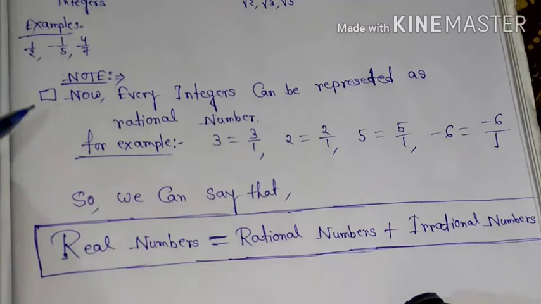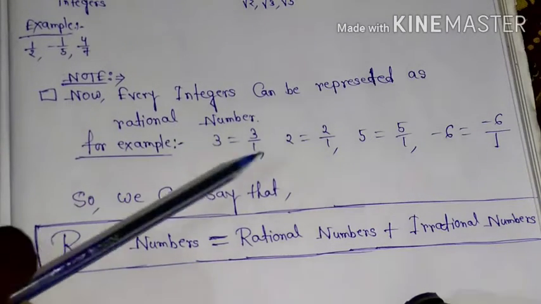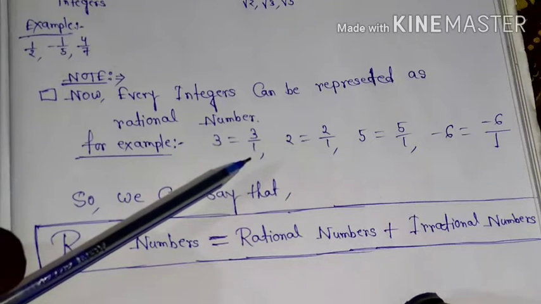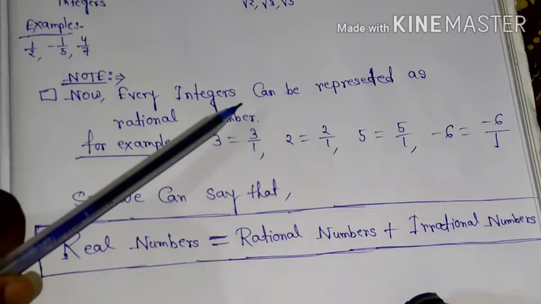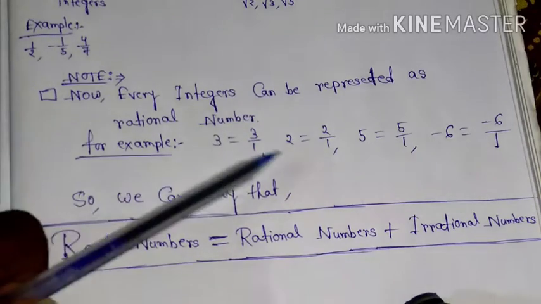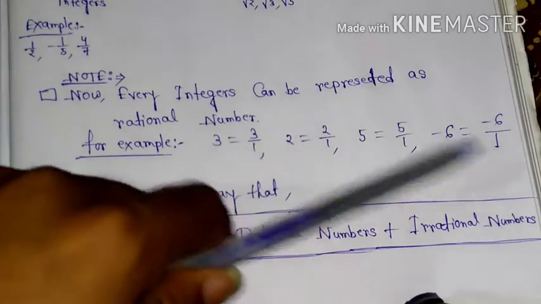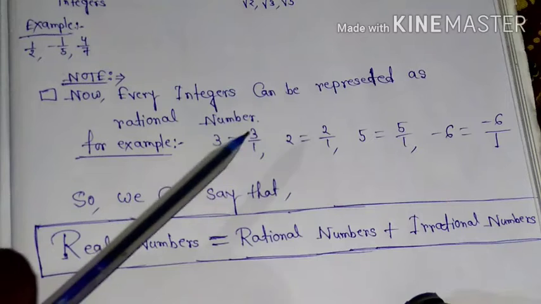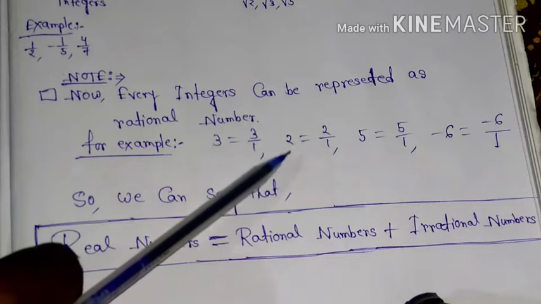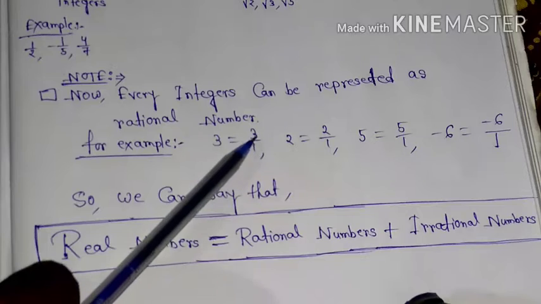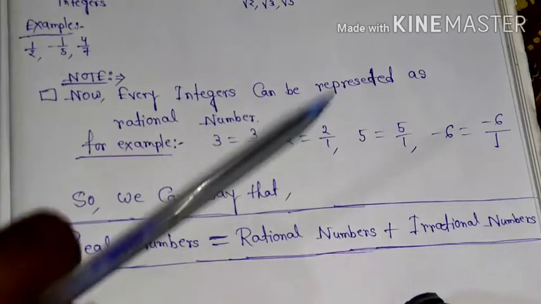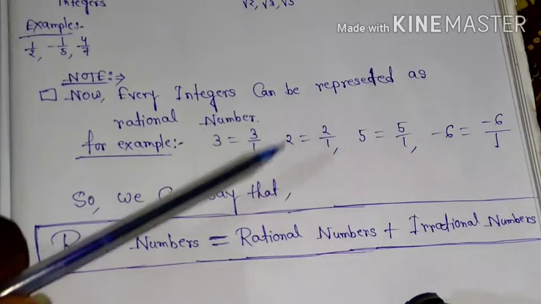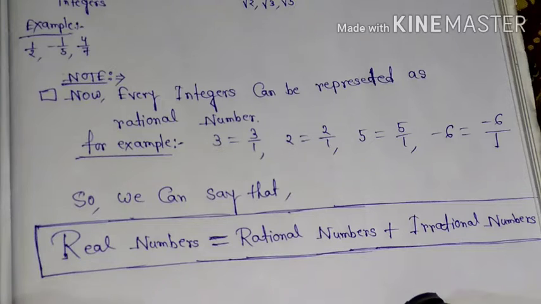Now there is a note. The note is that every integer can be represented as a rational number. For example, the integer 3 can be written as 3 by 1, 2 can be written as 2 by 1, 5 can be written as 5 by 1, minus 6 can be written as minus 6 by 1. So in general we can say that every integer can be written as that integer divided by 1. So every integer is a rational number.